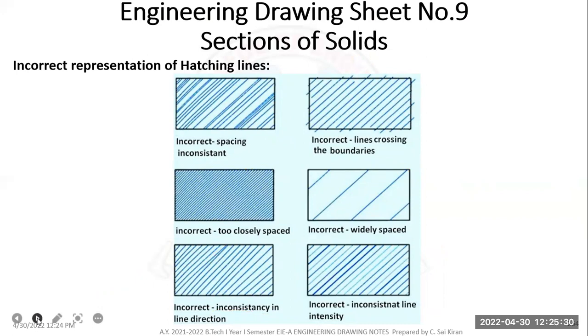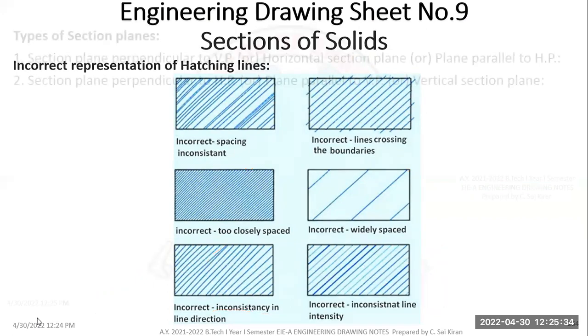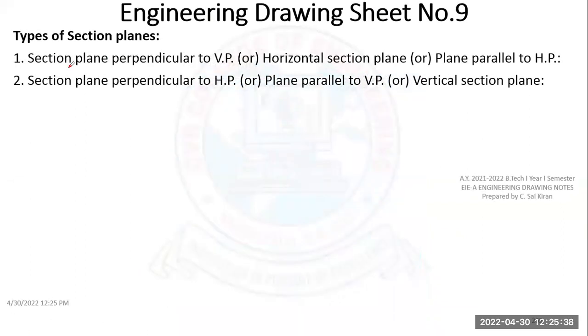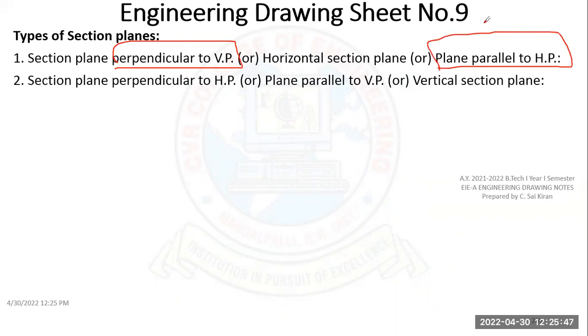Okay. So you have to remember these things while you are drawing the hatched lines. And there are two cases. One is a plane perpendicular to VP. Whenever it is perpendicular to VP, automatically it is parallel to HP. You have to remember this. Either in the problem they say parallel to HP or perpendicular to VP, both are the same. It is also called the horizontal section plane because it is parallel to HP.